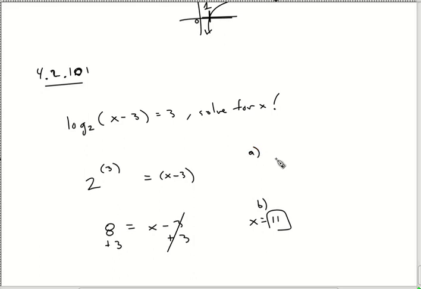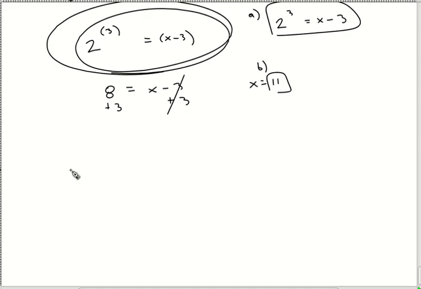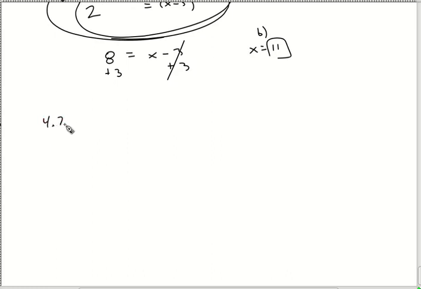My math lab. Part A says, rewrite it as an exponential equation. So this is your part A, which we basically already had. But it's just so annoying. Like, just let me solve for x.